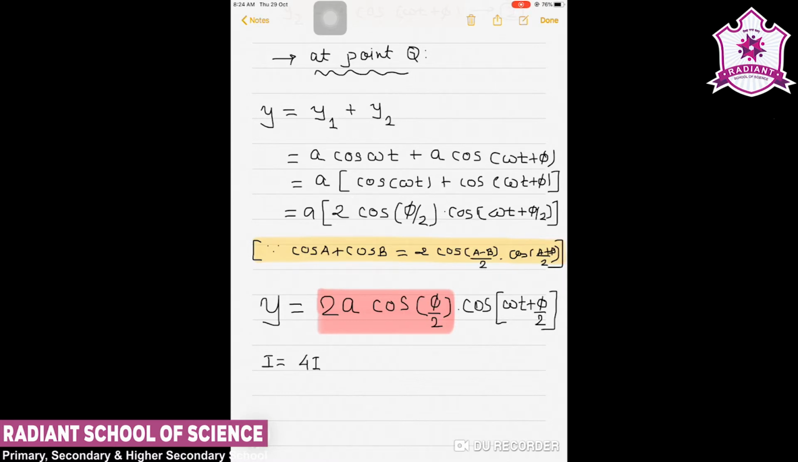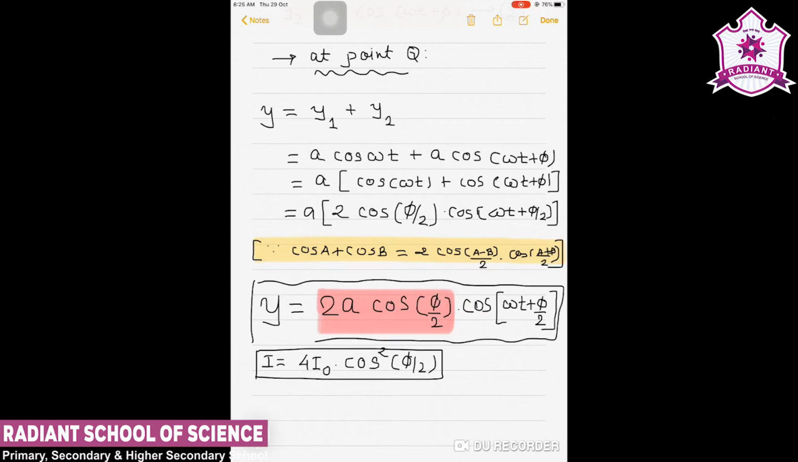I equals 4 I0 cos square(phi by 2), because we know that intensity is proportional to amplitude square. So at this point the intensity is indicated by the equation 4 I0 cos square(phi by 2). Now let us name these two equations: this is equation A, and this is our equation B.